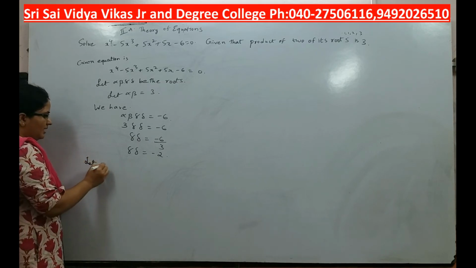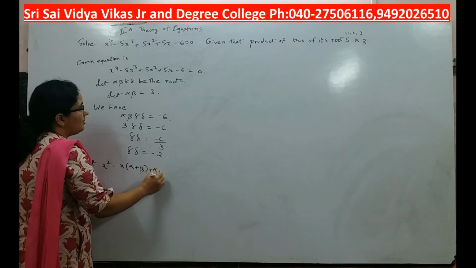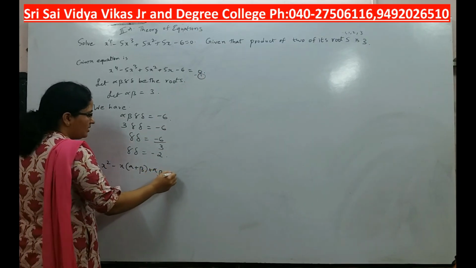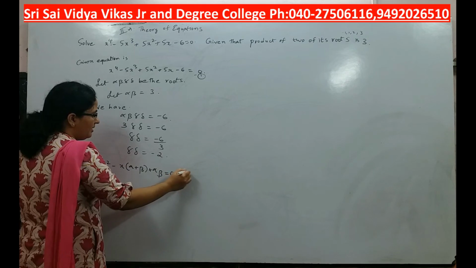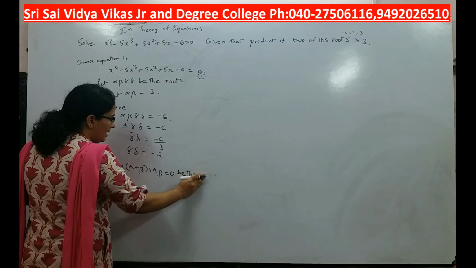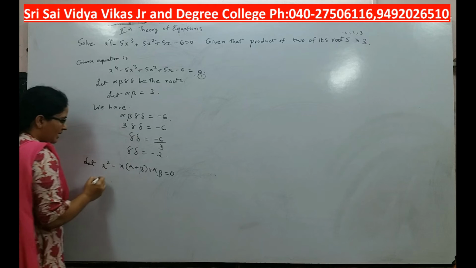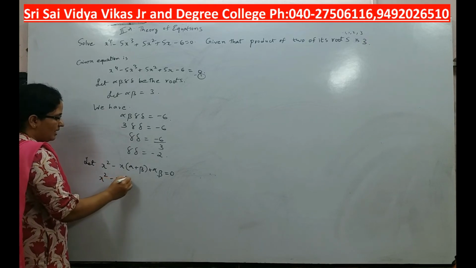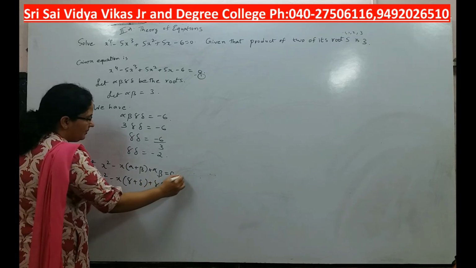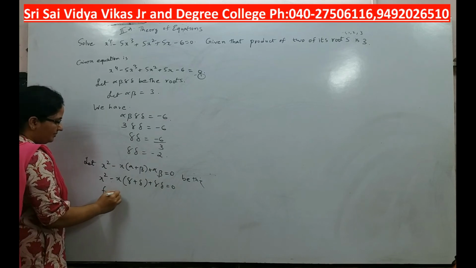Let x square minus x into alpha plus beta plus alpha beta equal to 0, let us call this as 1, be a factor. We will take one more equation, x square minus x into gamma plus delta plus gamma delta, and these be the factors of 1.